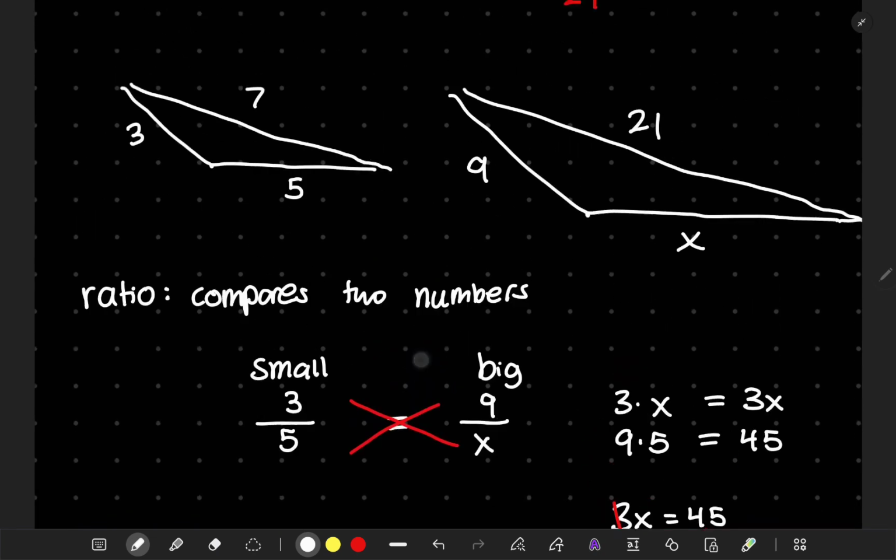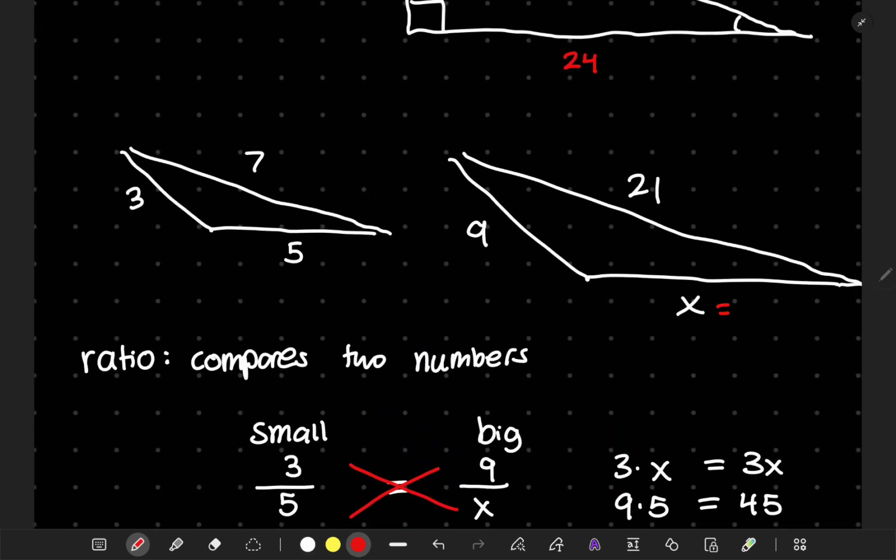And that makes sense, right? If you look at this original triangle, 3 times 3 gives me 9. 5 times 3 gives me 15. And 7 times 3 gives me 21. So this all checks out.